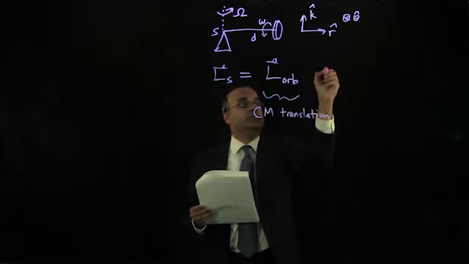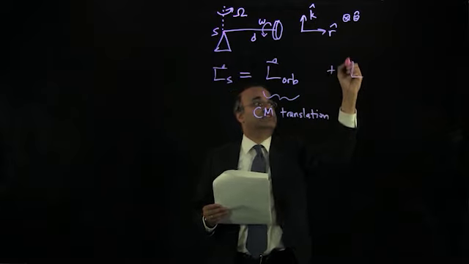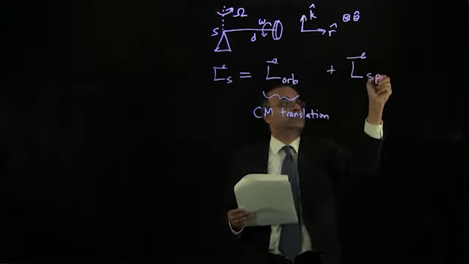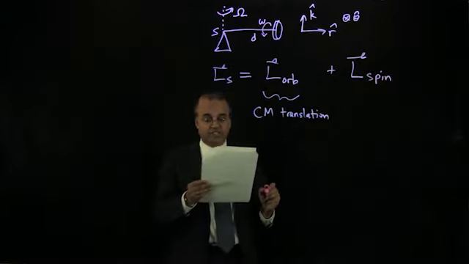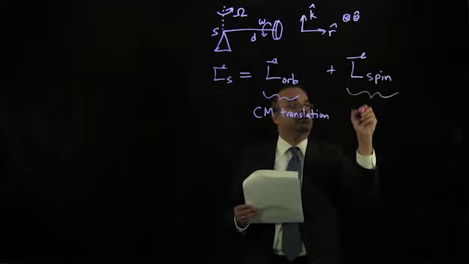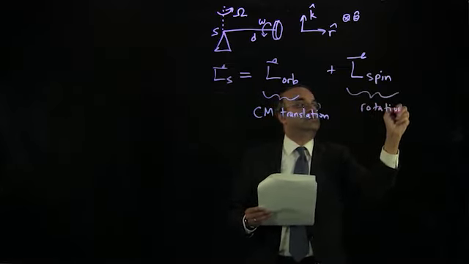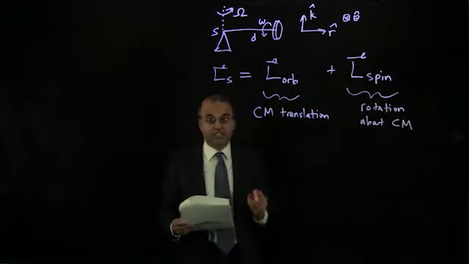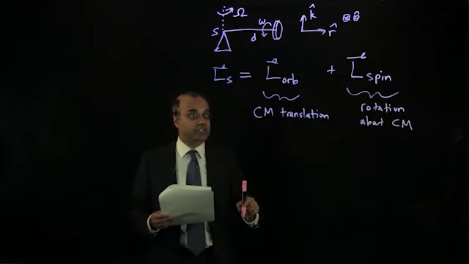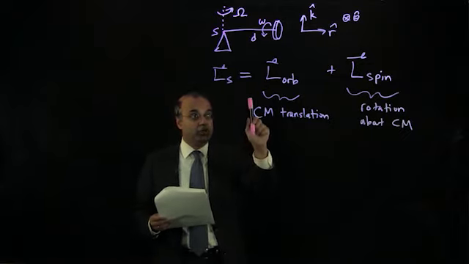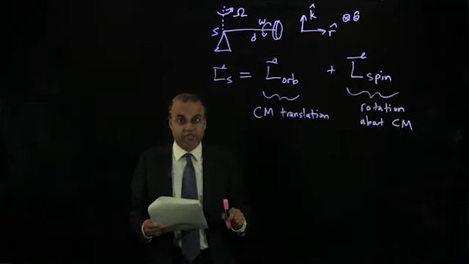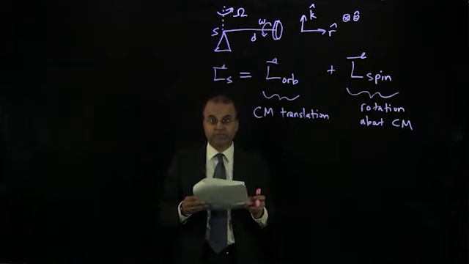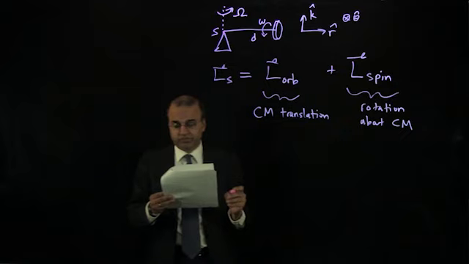And then the second term is due to the rotational angular momentum, or spin angular momentum, relative to the center of mass. So this is due to rotation about the center of mass. So again, the general angular momentum of a rigid body is equal to the center of mass translational angular momentum plus the angular momentum due to a pure rotation about the center of mass. So let's write each of these terms.